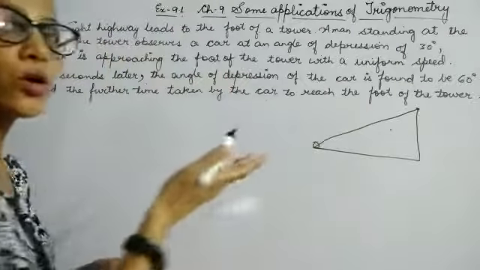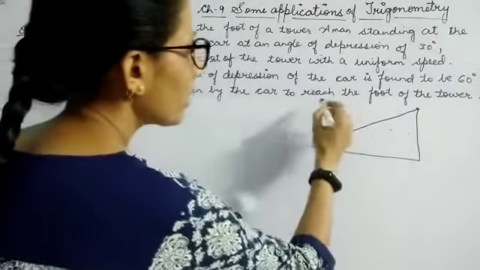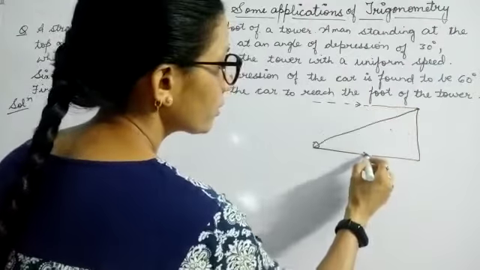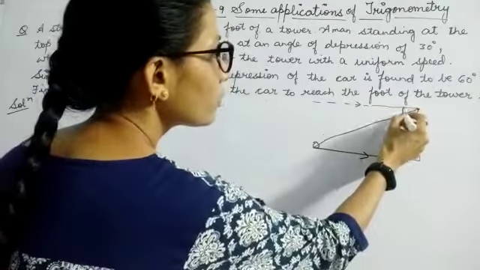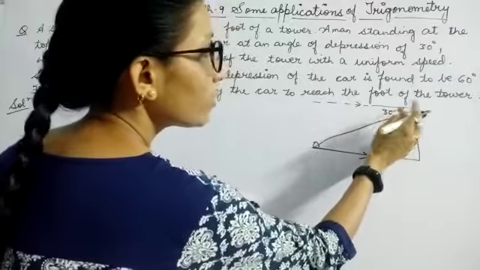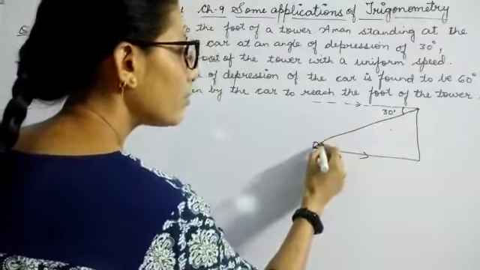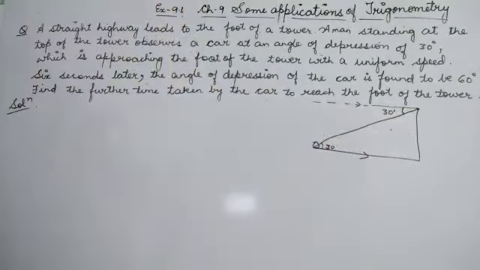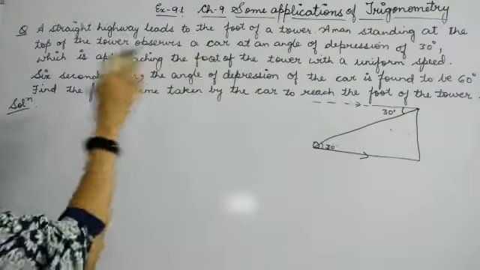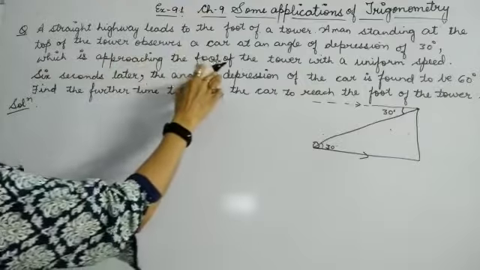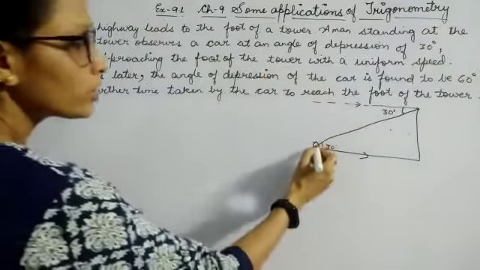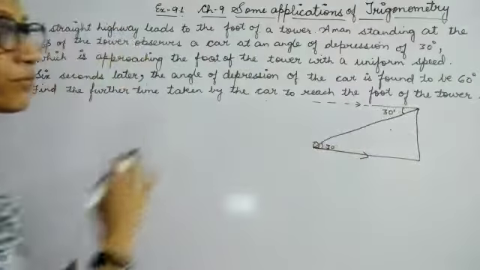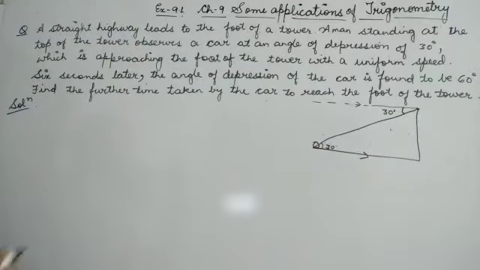Now see, again the horizontal line is missing, so I'll be drawing a line parallel to Earth's surface. So now this angle is given to you as 30 degrees. Now if it is 30, I can mark 30 degrees over here because these two are then alternate angles. Okay, let's see then, which is approaching the foot of the tower. So this is the car. When the car is here, it is making an angle of depression of 30 degrees.